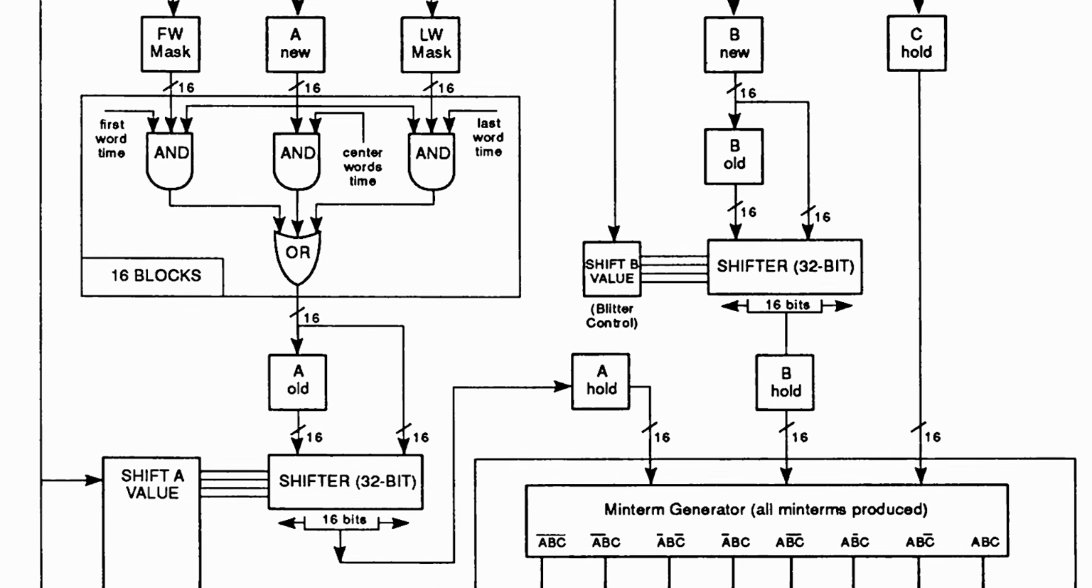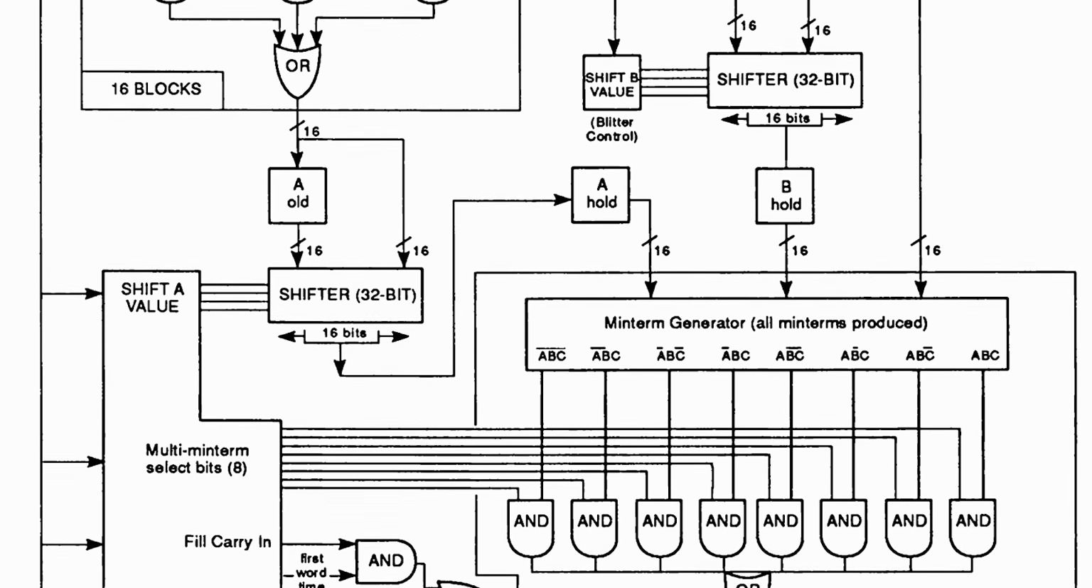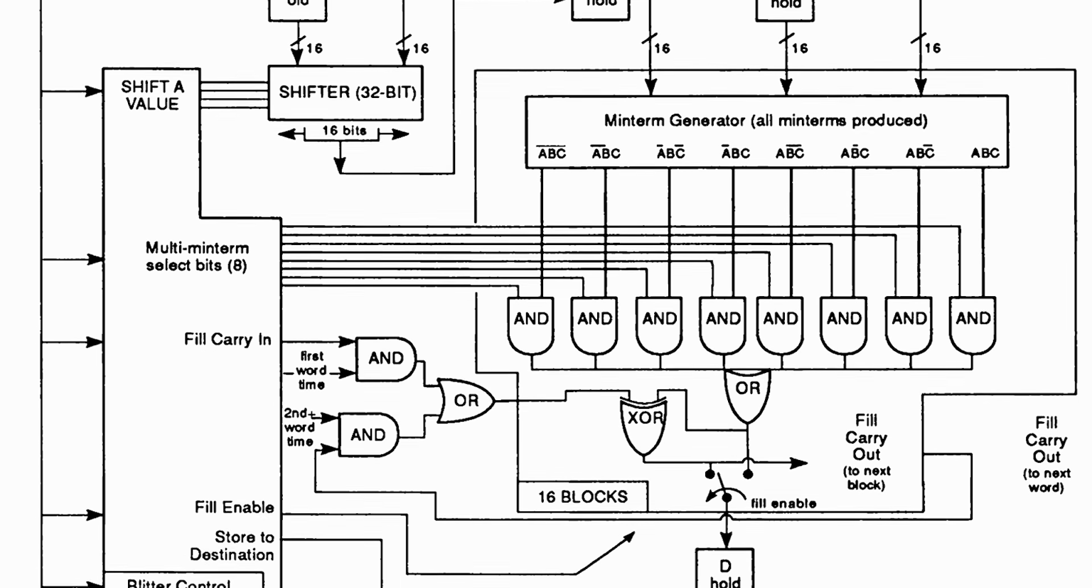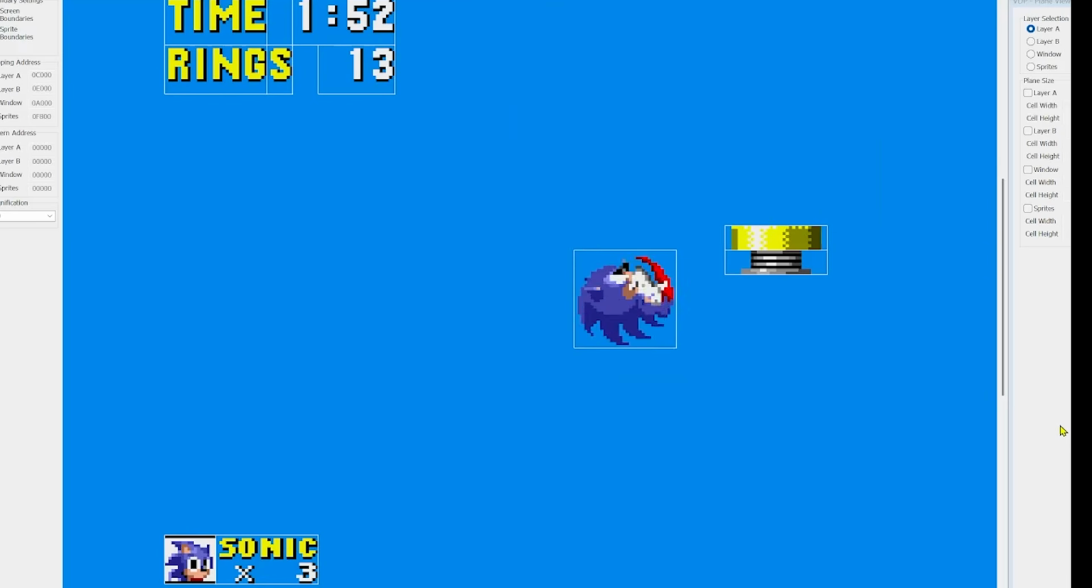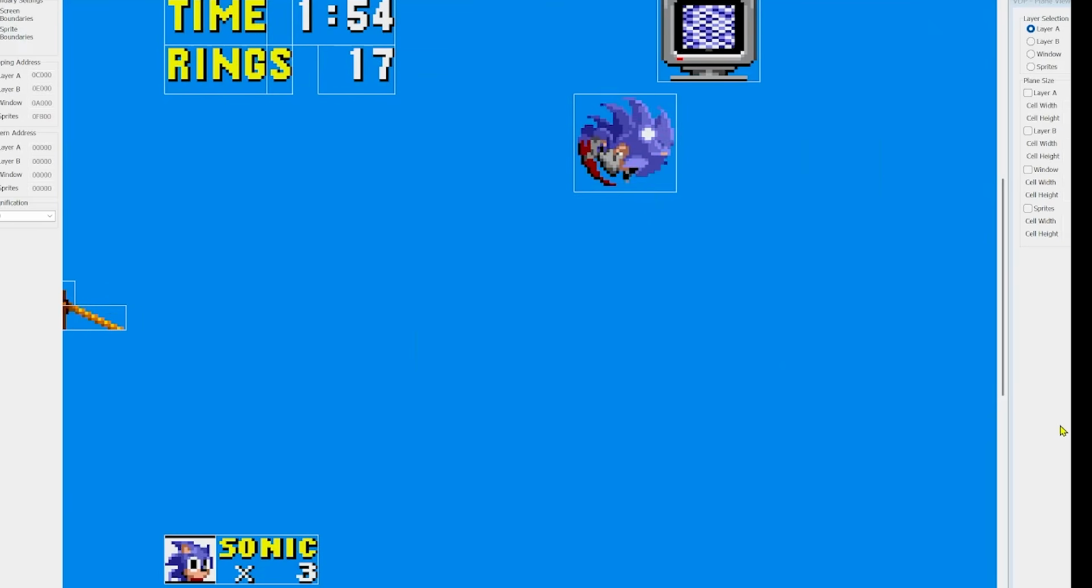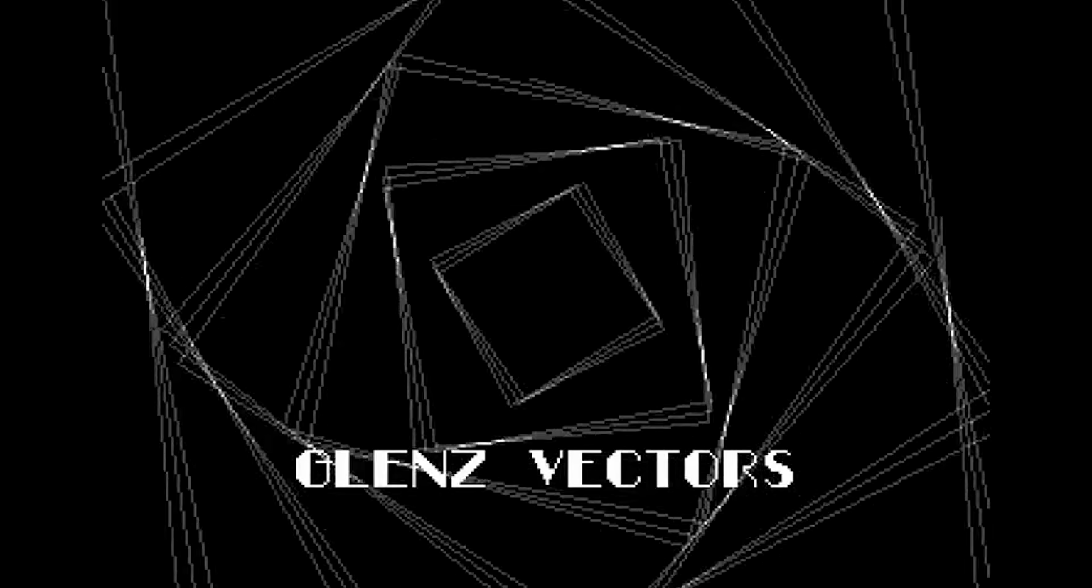Instead, I'm using the Amiga's Blitter hardware to render them. For clarity, I'll use the term sprite to refer to a Megadrive style sprite rather than an Amiga hardware sprite. What does the Amiga's Blitter do?